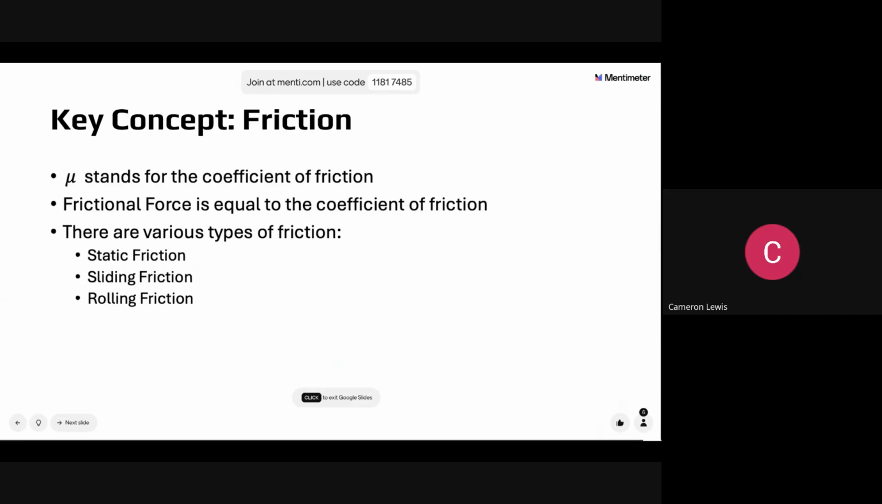We talked a little bit about friction, right? And friction is important too because friction is very much applied in all different types of scenarios, right? And it's mu times the normal force. I said it's equal to the coefficient of friction. I didn't put times the normal force, so that's a typo, my bad. But it's mu times the normal force.